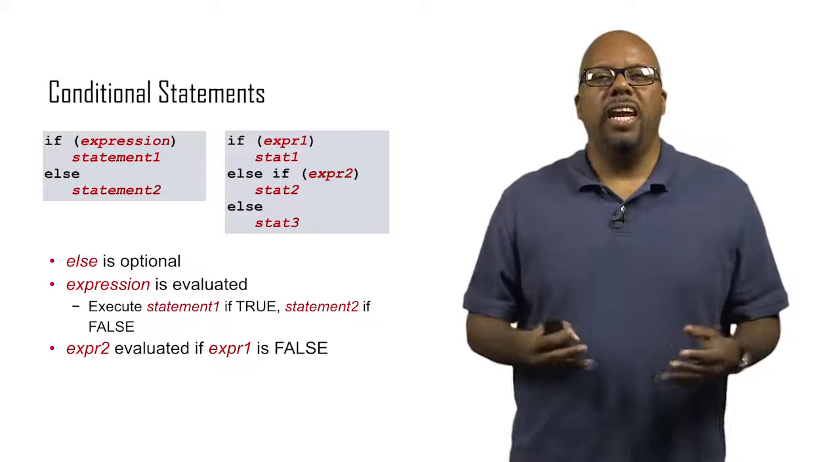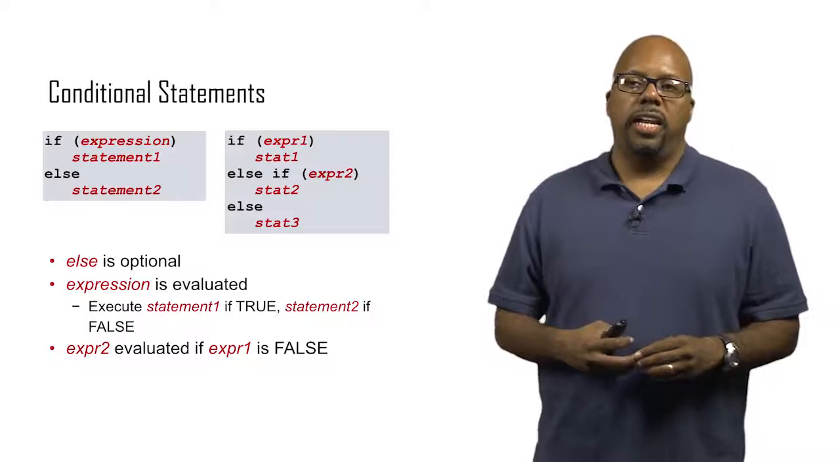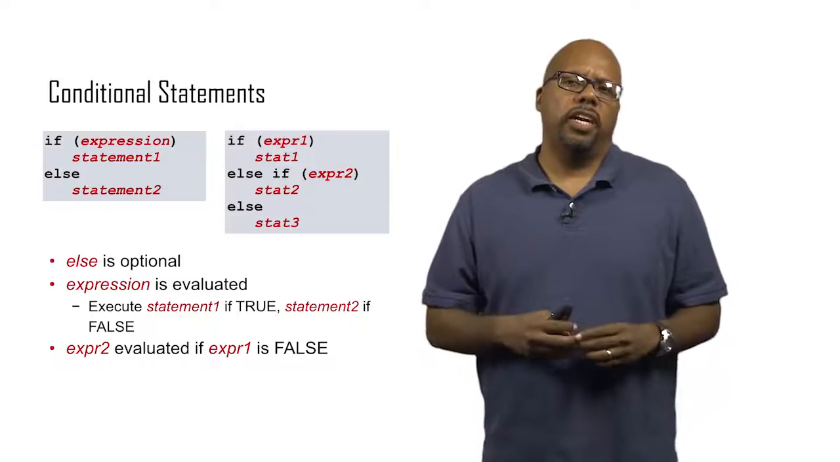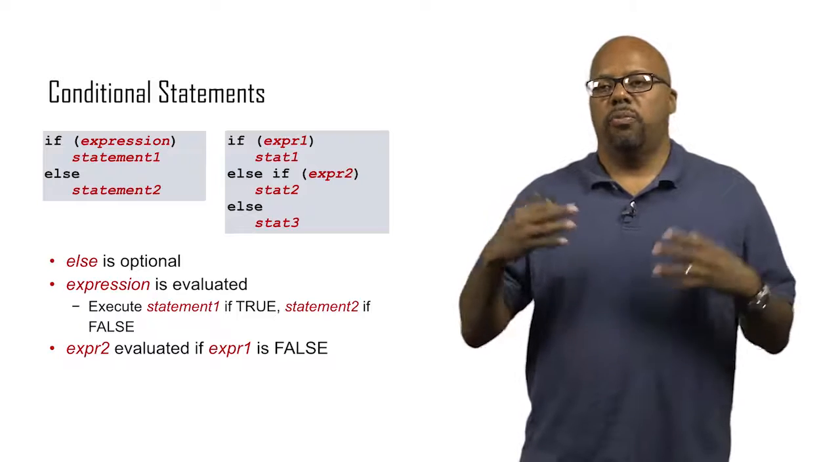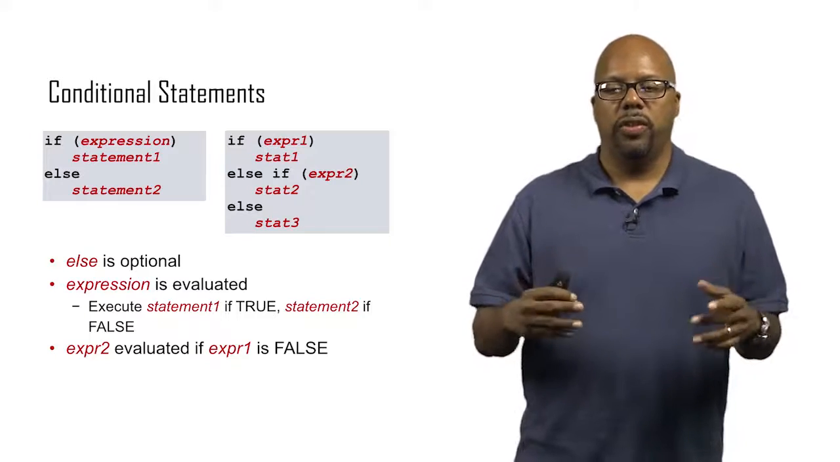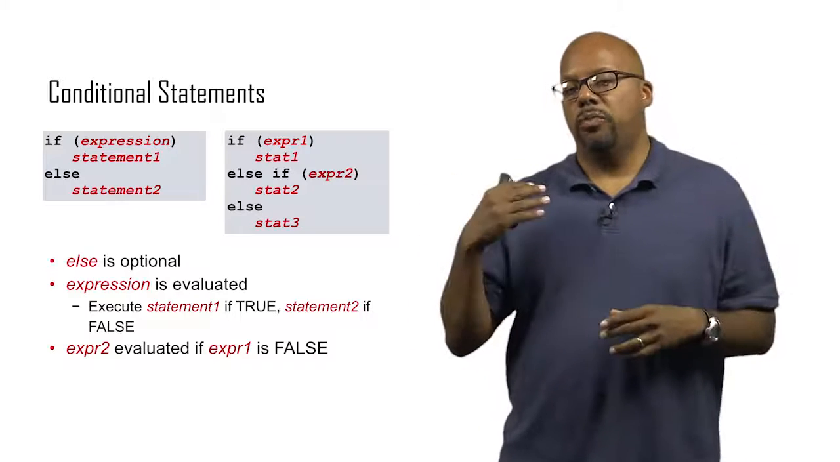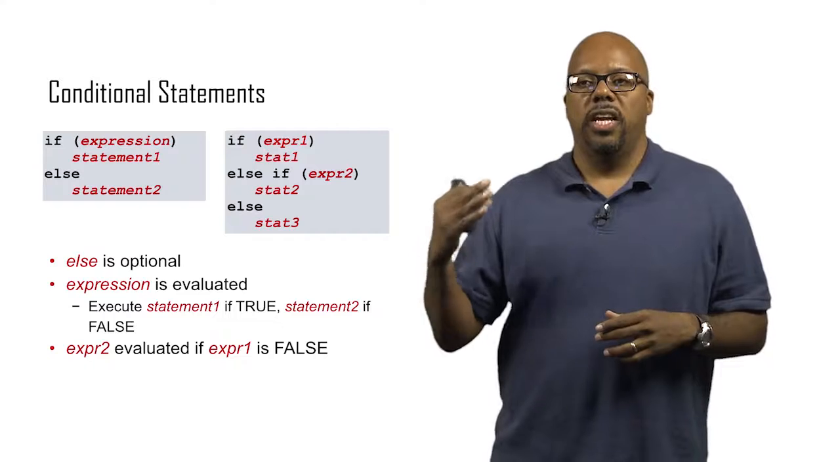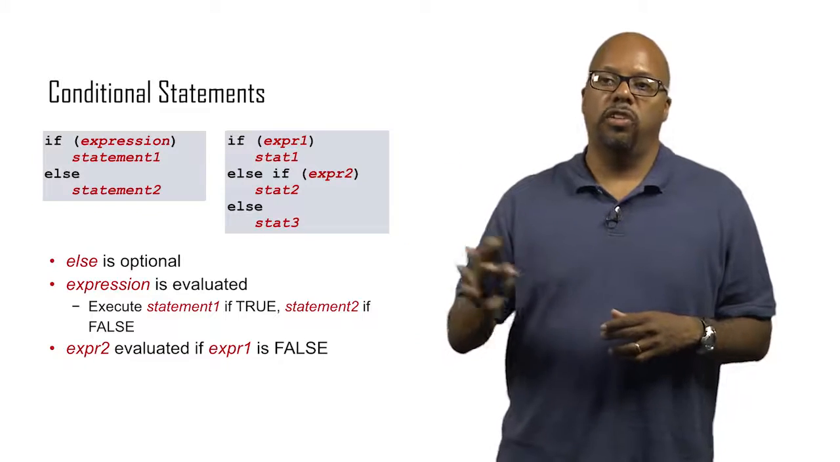So the main conditional statement is going to be an if statement. And we're showing two forms of an if statement right here. Let's take the one on the left. If expression is true, then execute statement 1, else execute statement 2. You notice after the word if, there's an expression in parentheses. That expression is evaluated at runtime. If it turns out to be true, then statement 1 is executed, else statement 2 is executed.